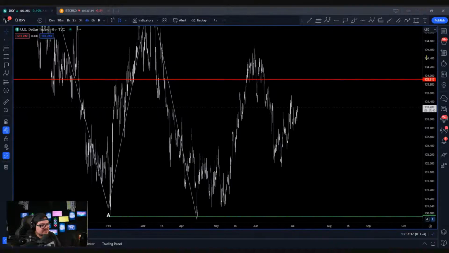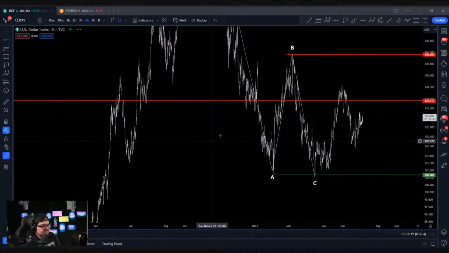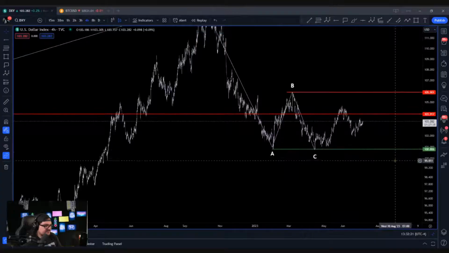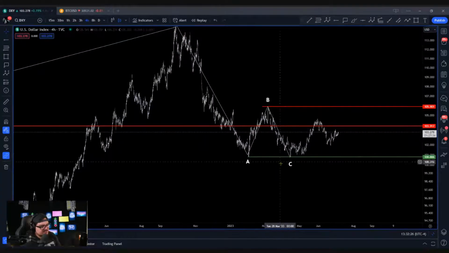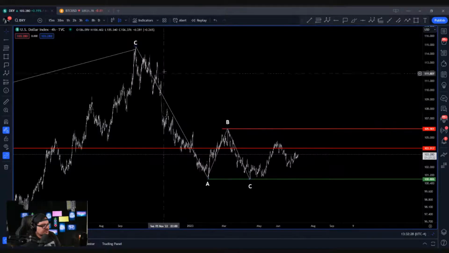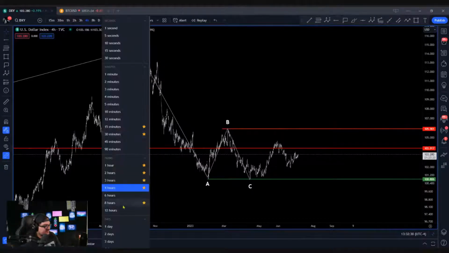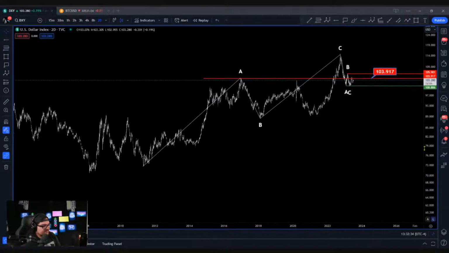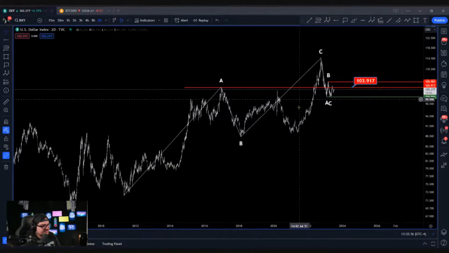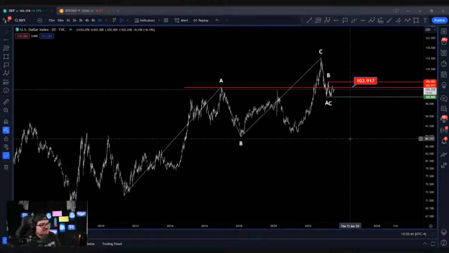Let's do the DXY. I know DXY is inversely correlated, or it likes to have an opposite reaction between the dollar and assets in general. So for the DXY, real quick, on a larger scale, on a 2-day, we have a multi-decade ABC, all right, A to B to C. Now, we do have an established pivot around 103.97.